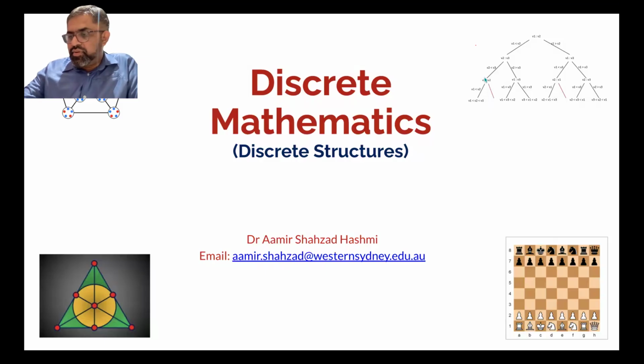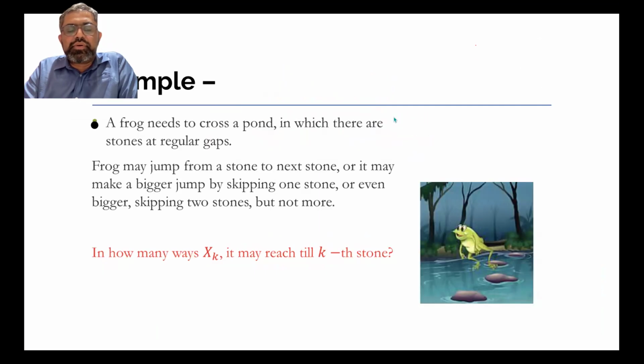In discrete mathematics, often we are counting the number of ways to do something. So let's do one interesting problem about counting the number of ways. In this example, we have a frog at the edge of the pond. It wants to cross the pond.